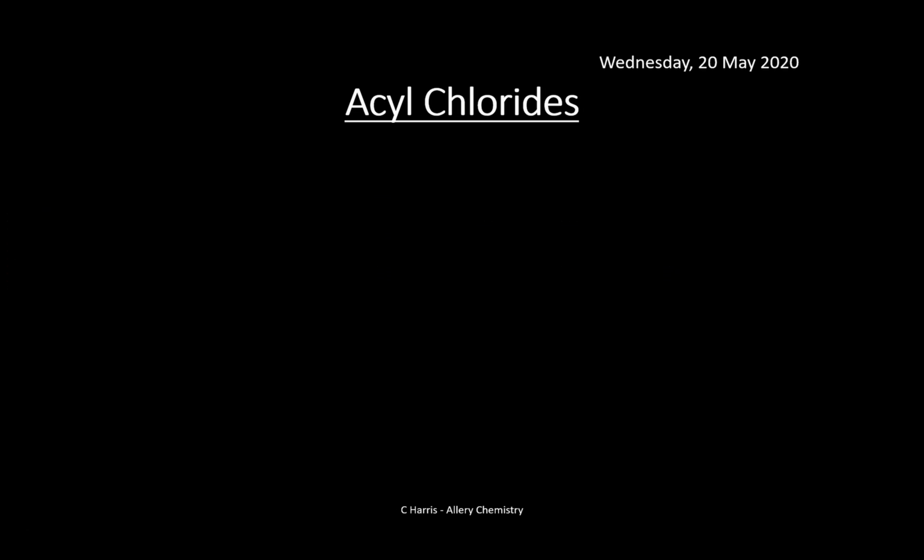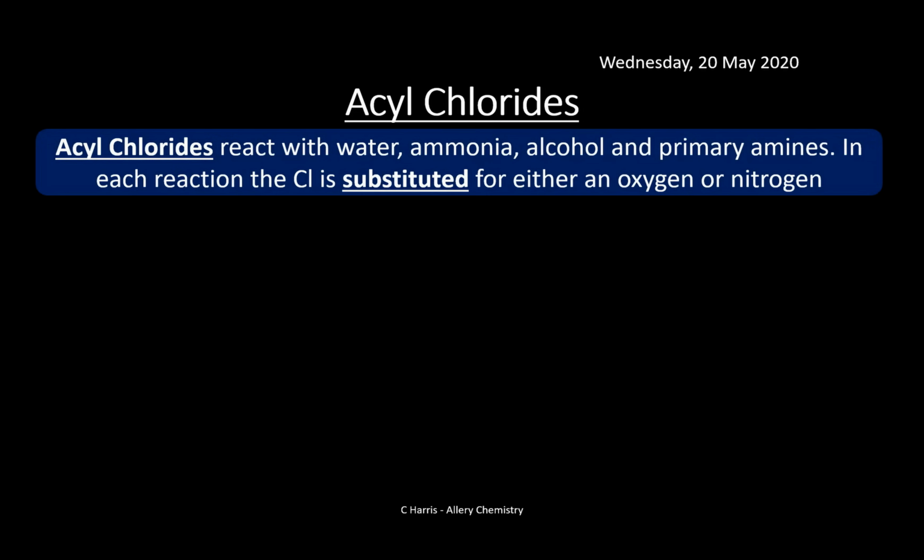So now we know what acyl chlorides are, and we know how to name them as well. What we need to know now is their reactions. There are quite a few reactions with acyl chlorides, 4 in particular that you need to know: acyl chlorides reacting with water, ammonia, alcohol, and primary amines. In each reaction, the generic view is that the chlorine is substituted for either an oxygen or nitrogen, depending on what you're reacting it with. We need to know all 4 reactions, and we need to know what we're producing with each.